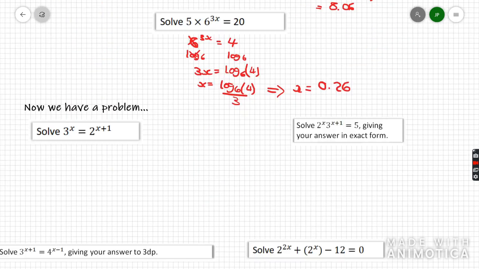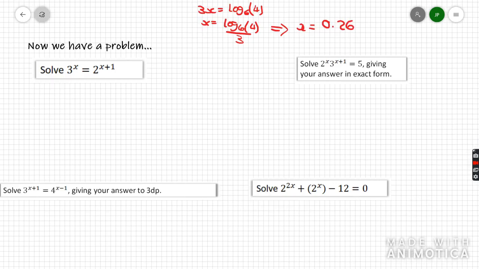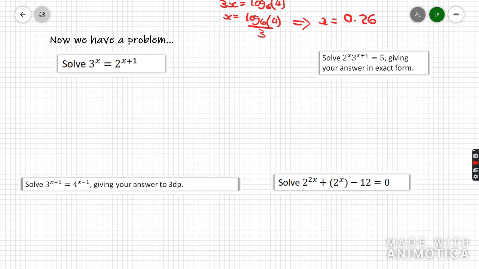Right, some different ones. Now we have a problem. Hopefully if we just focus on the one on the top left to begin with, what we should notice straight away is we've got different bases. Now, once we've got different bases, we cannot use log to the base of something to counterbalance it, because as with any equations that you balance, you have to do the same to both sides. So I can't log base through one side and log base to the other side.